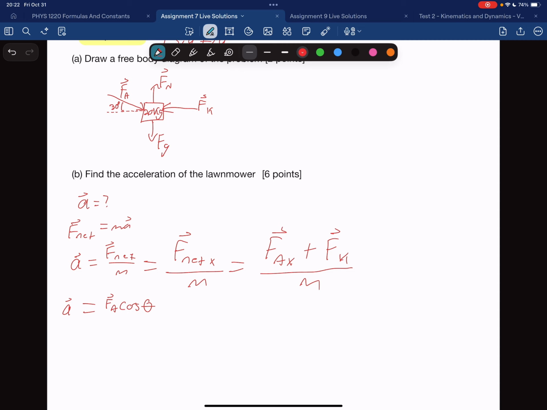Now, these forces act in opposite directions. So I'm not going to be adding them. I'm going to have to subtract them. And I know that the force of friction is equal to the coefficient of friction times the normal force.